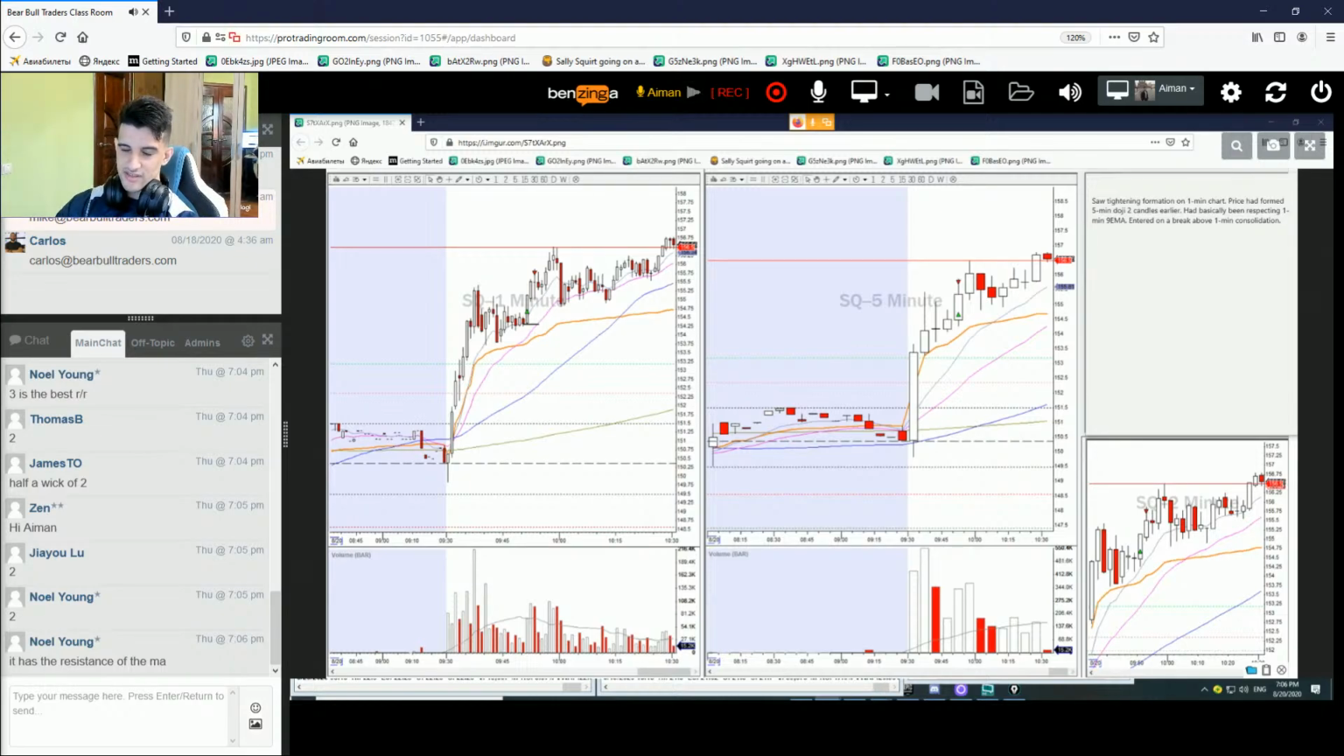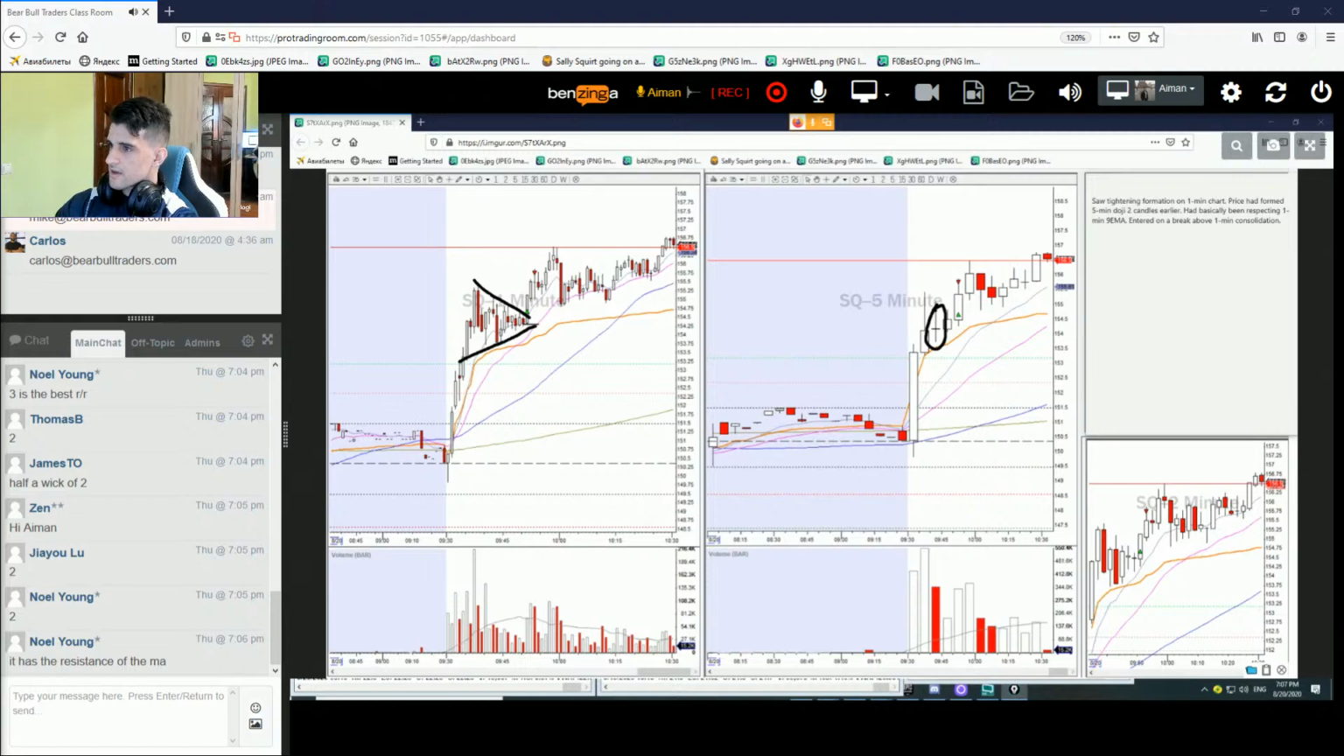Zoom, this was perfect. I love this. This was actually amazing. This is an ABCD pattern and we'll go to it. So a tightening formation on the 1 minute chart. You see that it's getting tighter and tighter and tighter in the price action. It formed a 5 minute doji. There it is, an indecision candle. 2 candles earlier. Yeah, 5 minute doji, 2 candles earlier.